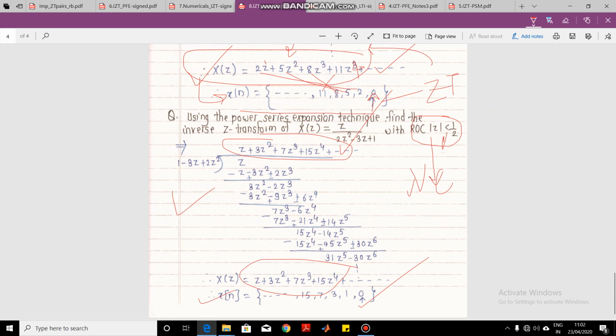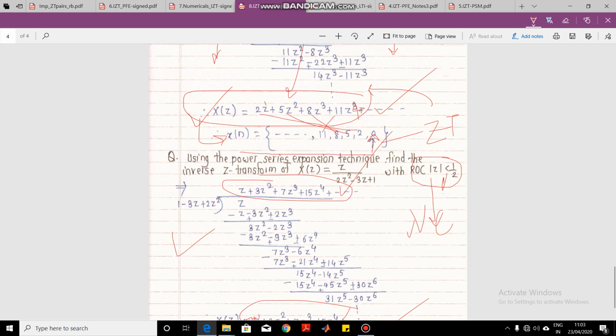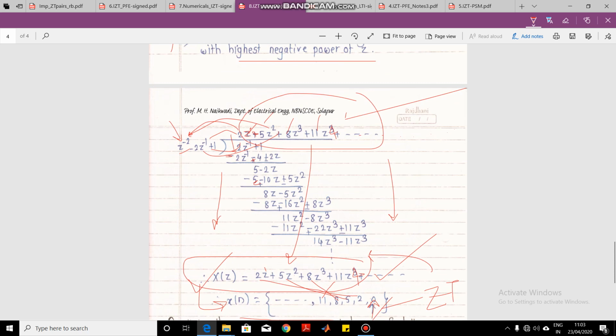So all these coefficients; remember this is addressed to 1, but what about the constant? This is actually 0 plus, so my first coefficient will be 0. So I write here starting with 0, then 1 for z, then 3 for z square, 7 for z cube, 15 for z4, and then dot dot dot because this will continue, and this is a non-causal signal. So this is how we solve the numerical for this case.